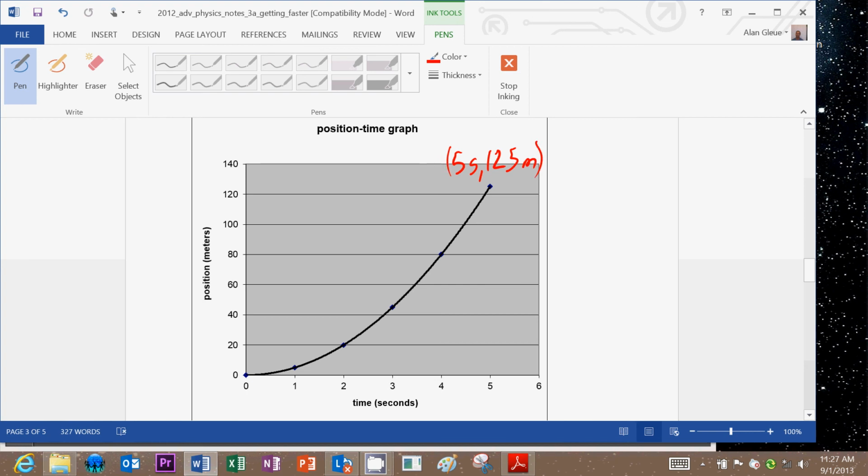Well, what we could do is take this parabola and we can draw what are called tangent lines. Tangent lines, all they are, are small lines that follow the curvature of a shape. In this case, it's a parabola. Well, it turns out the slope of the tangent lines tell us the instantaneous velocity.